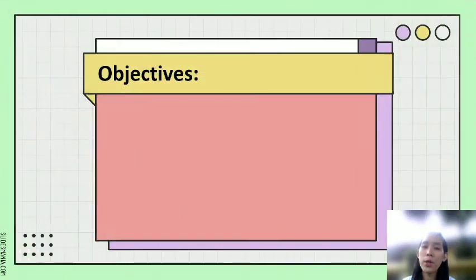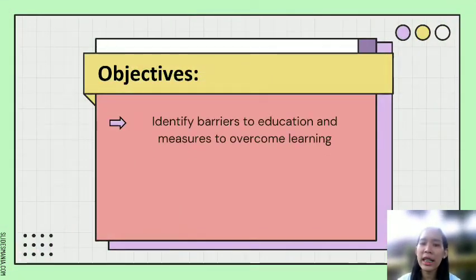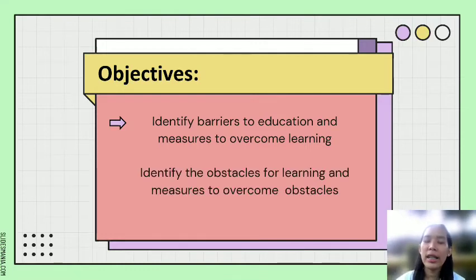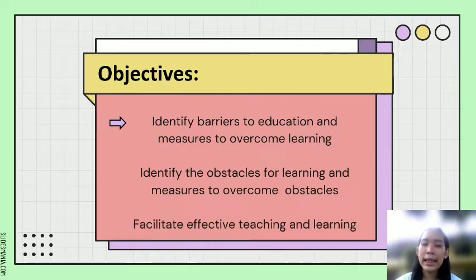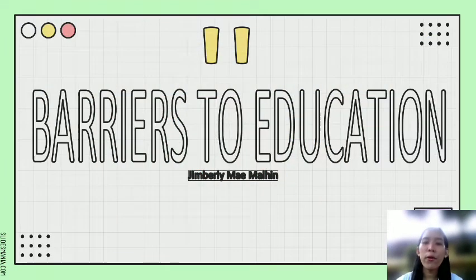So the objectives in our report are that we're going to identify barriers to education and measures to overcome them, as well as identify the obstacles for learning and measures to overcome obstacles. And then lastly, to facilitate effective learning and teaching between nurses and clients. So here, our first topic is about the barriers to education.